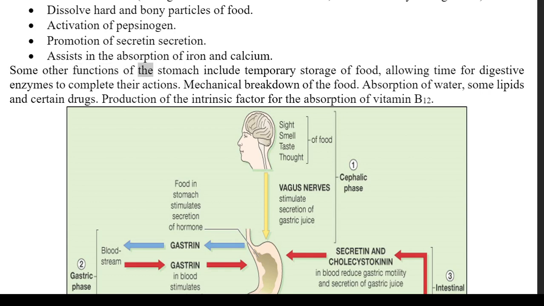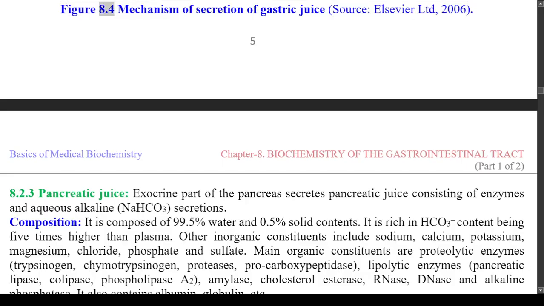Some other functions of the stomach include temporary storage of food, allowing time for digestive enzymes to complete their actions. Mechanical breakdown of the food. Absorption of water, some lipids and certain drugs. Production of the intrinsic factor for the absorption of vitamin B12. Figure 8.4: Mechanism of secretion of gastric juice. Source: Elsevier Ltd., 2006.